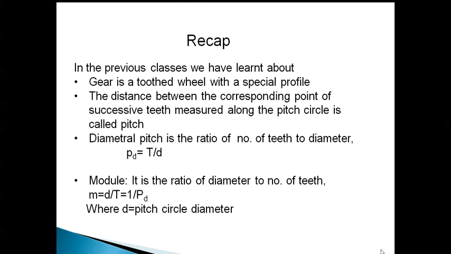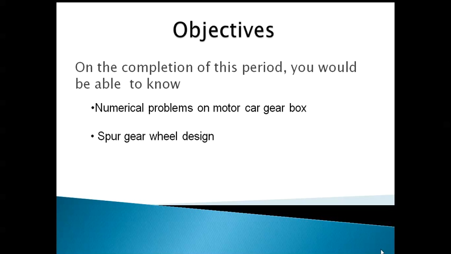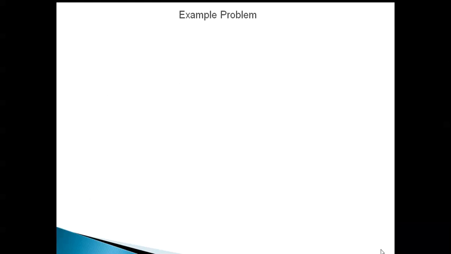We have seen different examples of reverted gear train. The main examples are the back gear of a lathe and the motor car gearbox, and the reverted gear train is also used in clocks and watches. In today's class we will see some problems on the motor car gearbox, what an epicyclic gear train is, spur gear wheel design, and problems on spur gear wheel design.